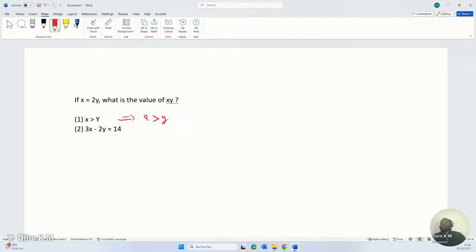If we try to replace x by this value here, 2y greater than y, it says that we have y greater than 0. So it only tells us that y is greater than 0, but what about the value of x? Y being greater than 0, we can have many numbers. And what about the value of x? So this is insufficient.